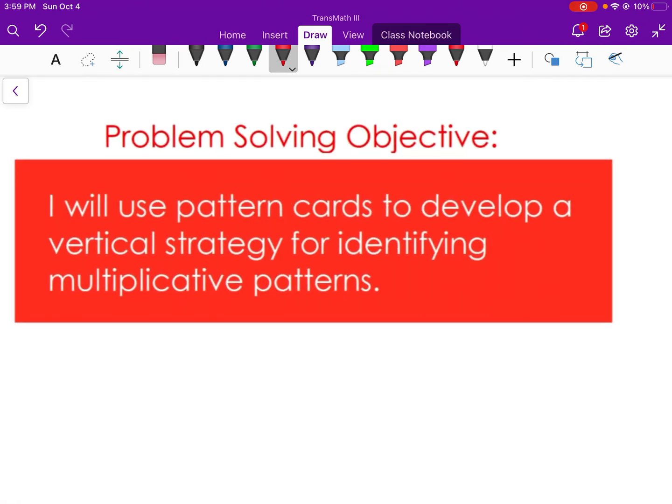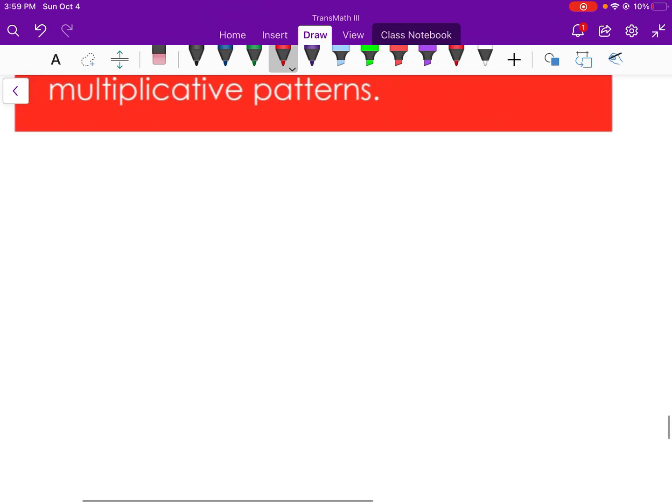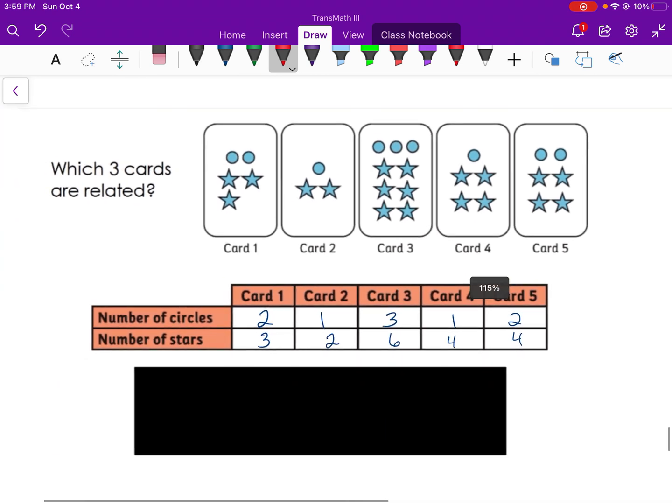Problem solving: I will use pattern cards to develop a vertical strategy for identifying multiplicative patterns. In this one, I entered the number of circles and number of stars for each card. So now we need to look vertically. Vertically, remember, is up and down. And we're talking multiplicative properties, so multiplying. Is there a good way to do 2 times something to get 3? I don't see a good one. It'd be 1.5. In this case, times 2. This case, times 2. This case, times 4. In this case, times 2.